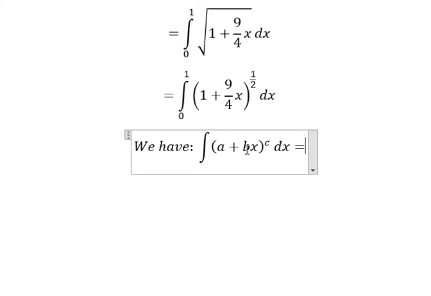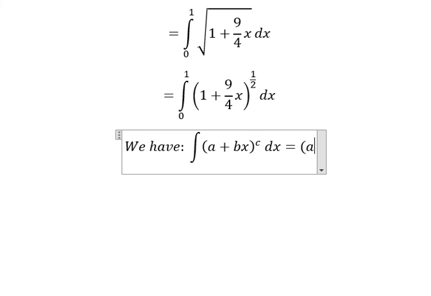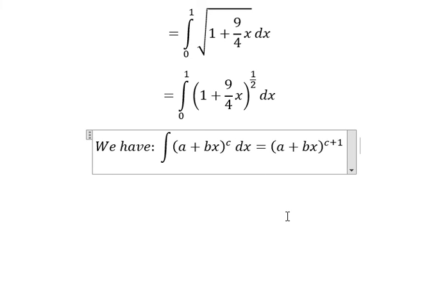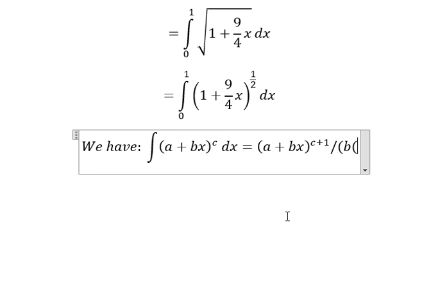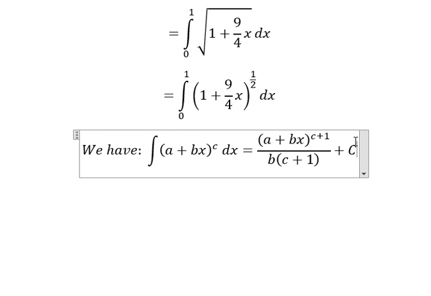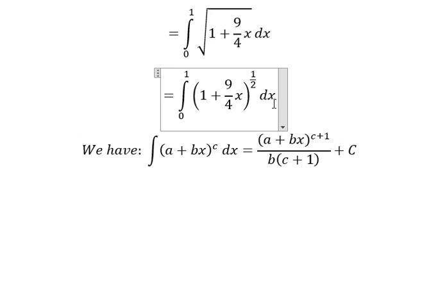The integration of this one, we have (a plus bx) to the power of c plus 1, over b multiplied by c plus 1, where c is the constant. Now we can apply the same.